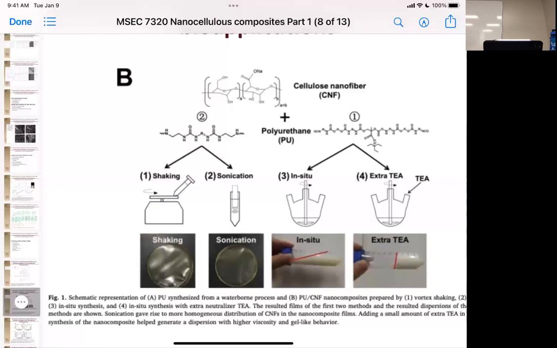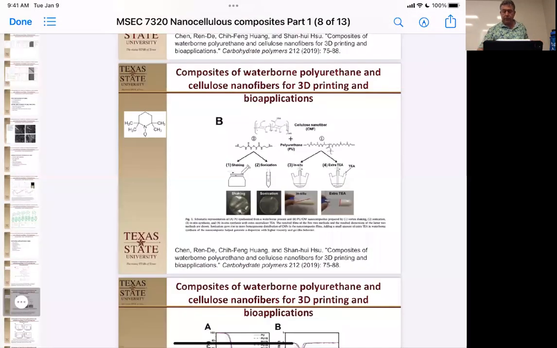Right. And so imagine that you're shear thinning as you're going through your nozzle, and as soon as it leaves, you also want it to kind of seize up and get high viscosity right away as well. So that was kind of their process for doing that.